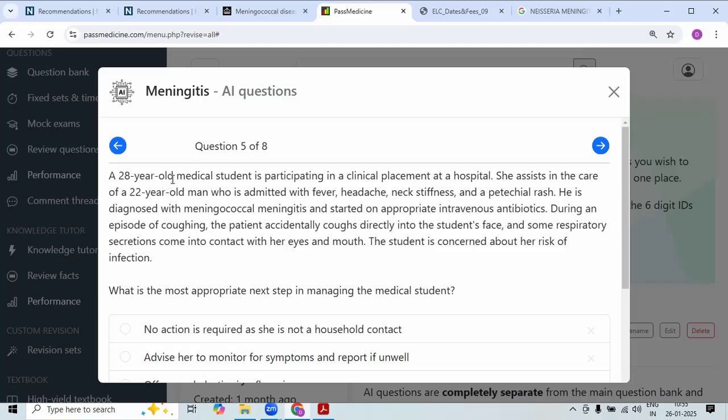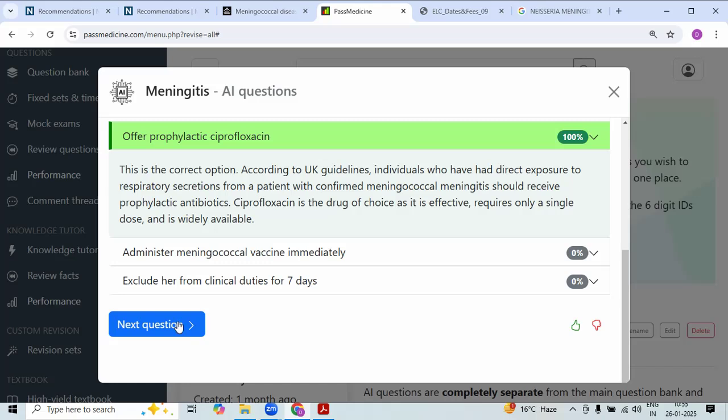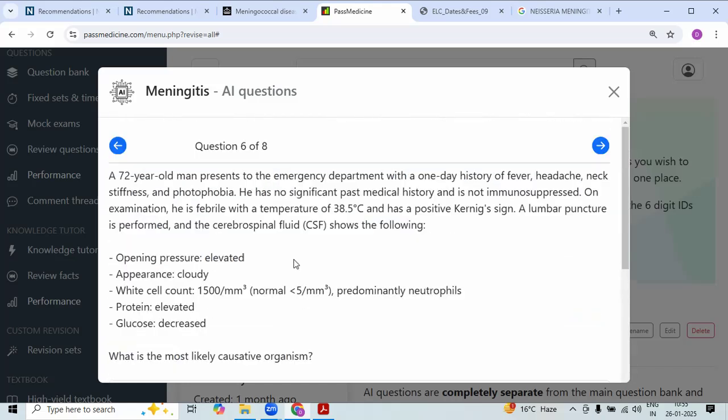A 28-year-old medical student is participating in clinical placement, and she assists in the care of a 22-year-old man who is admitted with meningococcal meningitis. During an episode of coughing, he coughs on the student's face, and she is concerned. So you will have to give prophylactic ciprofloxacin here as well. At any time you find the speed is very overwhelming, you can reduce the speed and pause for a second for reading the questions.